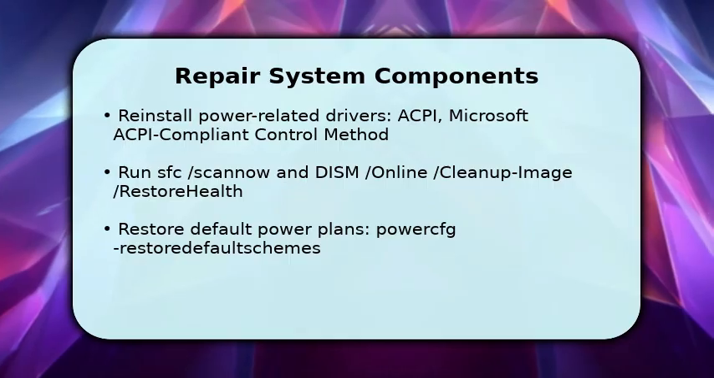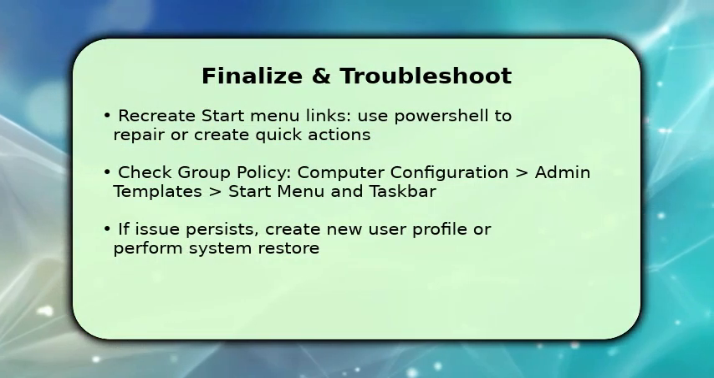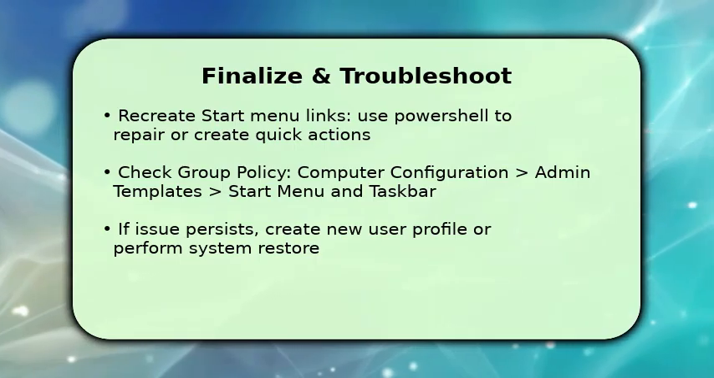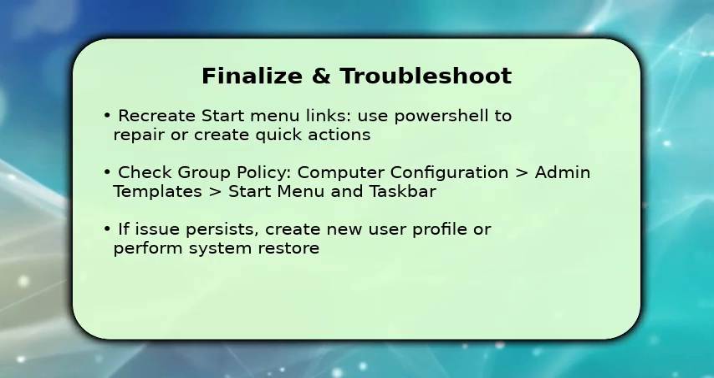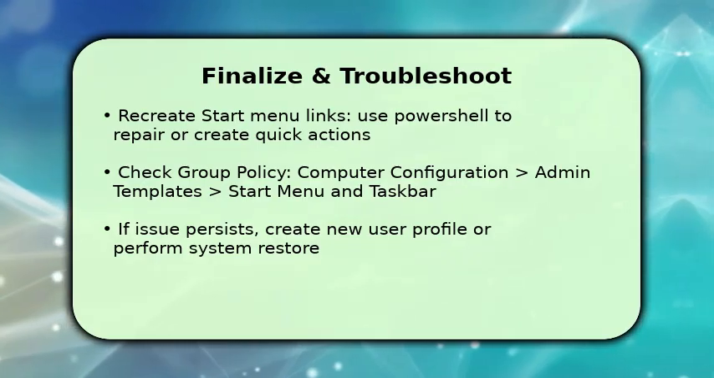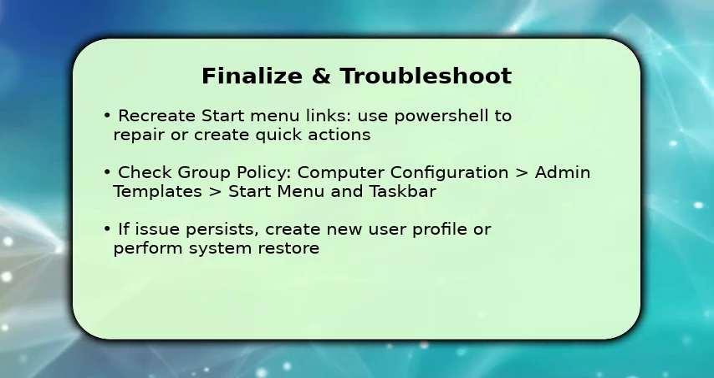Finish by restoring UI links and policy settings. Use an elevated PowerShell to re-register Start and Action Center or manually recreate quick actions if missing. Then inspect group policy and registry keys controlling power options. Make sure no policy disables sleep, hibernate, or shutdown.